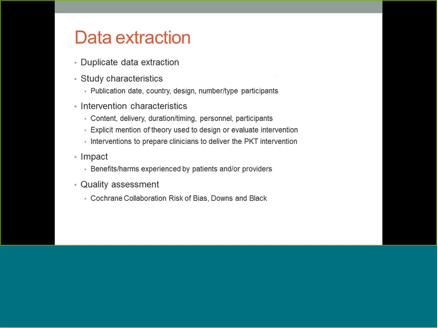For study characteristics, we extracted the typical types of information like publication date, country, design of the study, number and type of participants. For the intervention characteristics, we referred to the wider criteria to report content delivery, issues related to timing and duration, personnel and participants. We also looked for explicit mention of theory that was used to design the intervention or evaluate it, and we also looked for interventions that were directed to physicians.